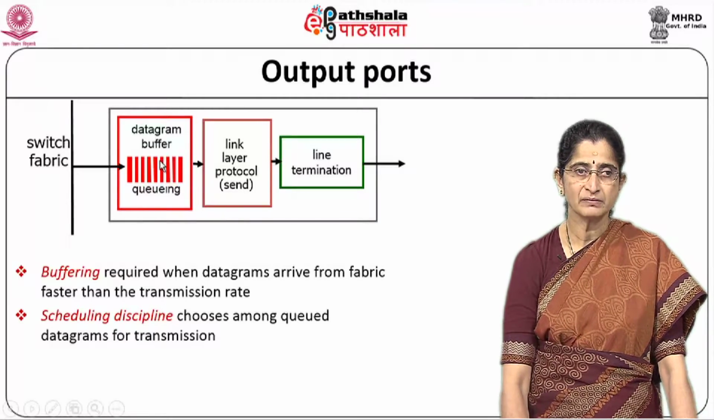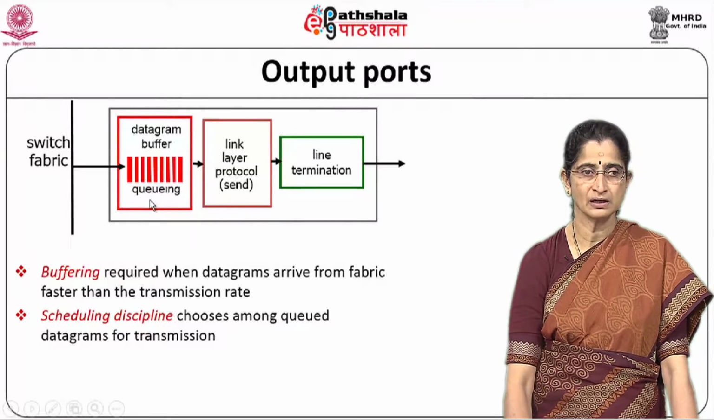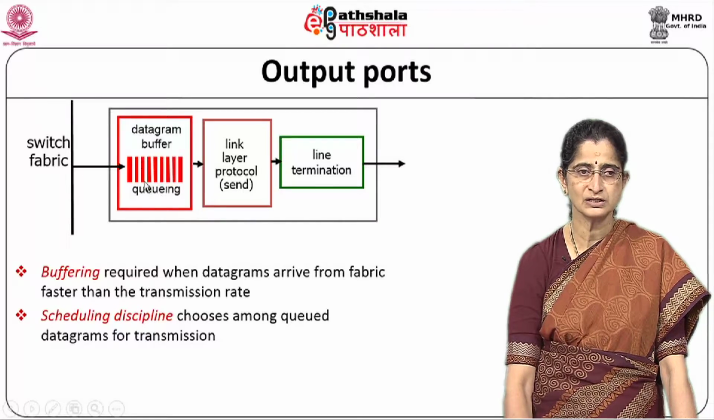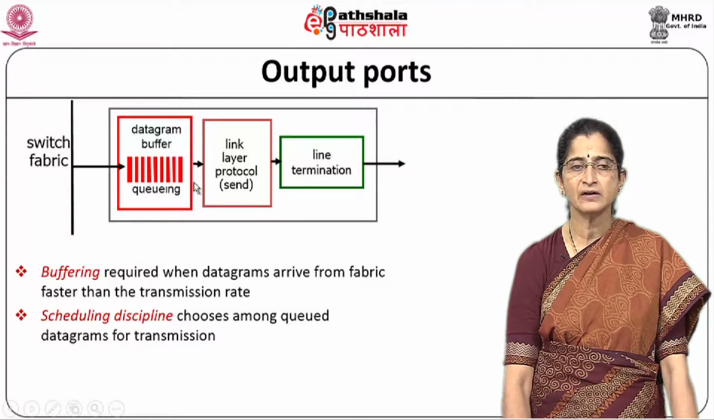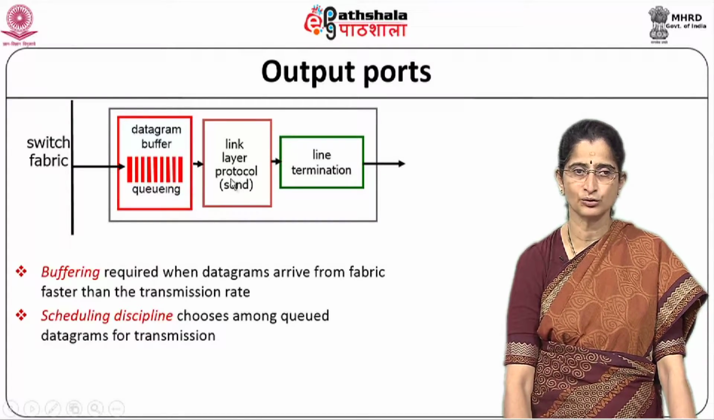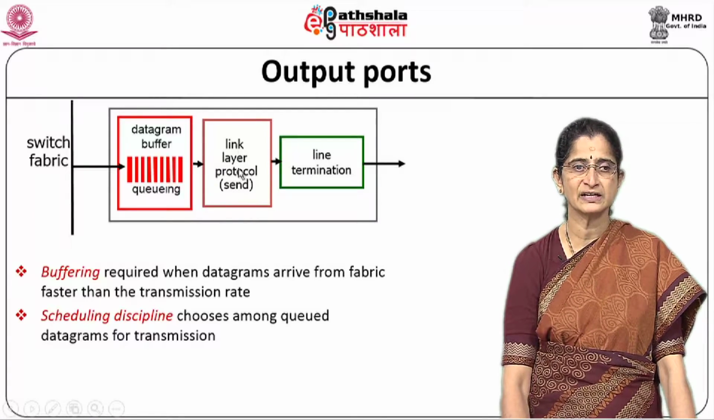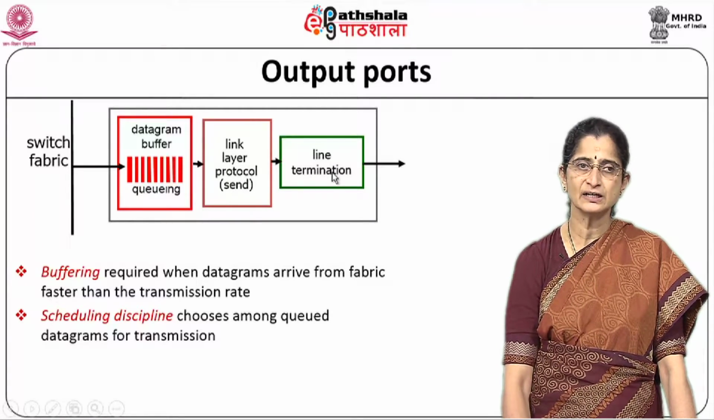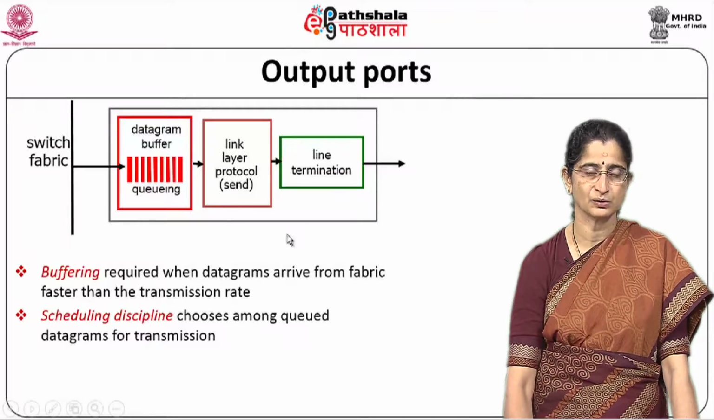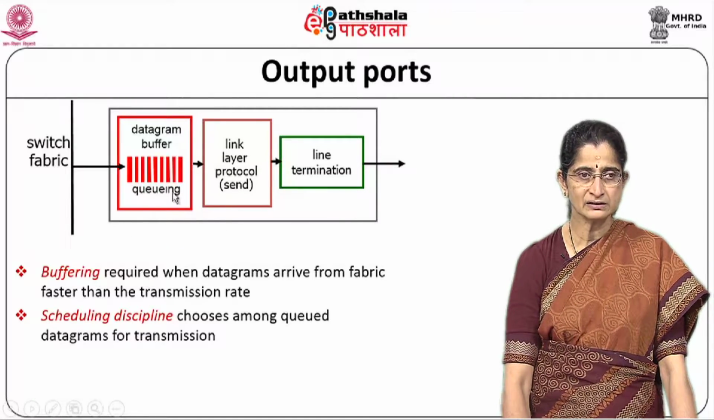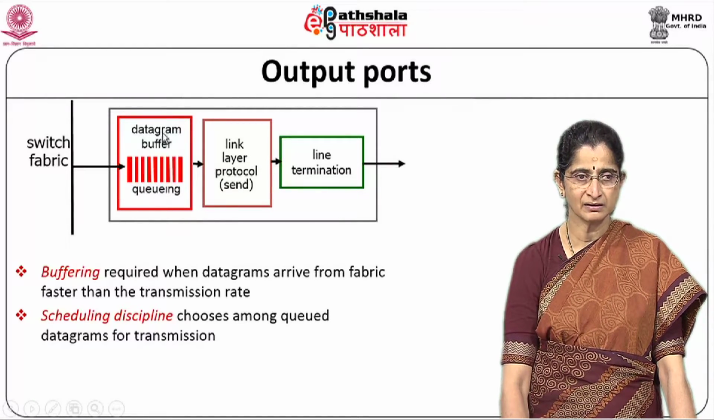So, you have a datagram buffer and queuing process, and so basically some queuing will happen here. There are some queues and buffers present here, and from here it will go to the link layer protocol to do the send function. Basically, your Ethernet send function will take place here, and then it goes to the physical layer from where it is sent out. So, the important functions that take place are here.